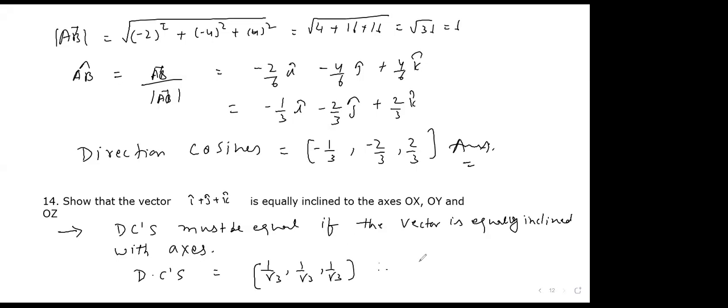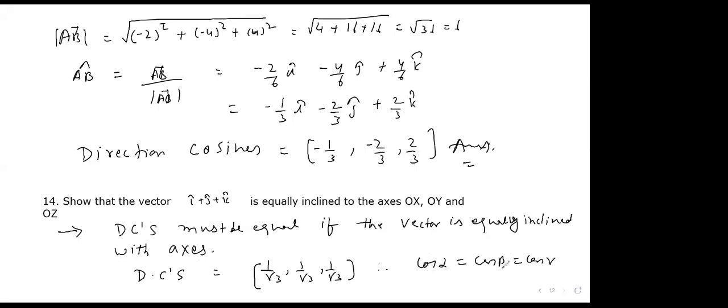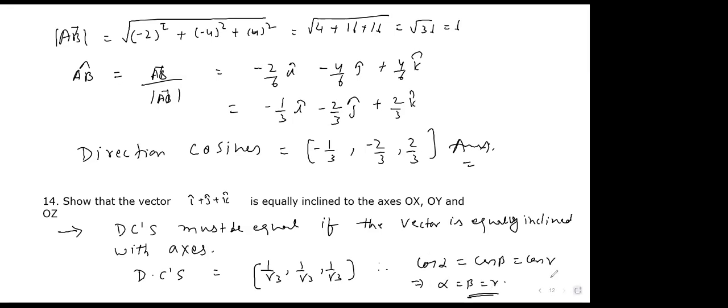Therefore, cos alpha, cos beta, cos gamma are the cosines of the angles with the x-axis, y-axis and z-axis. This is called direction cosine. Since these are equal, cos alpha, cos beta, cos gamma are equal. That means alpha, beta, gamma are equal.